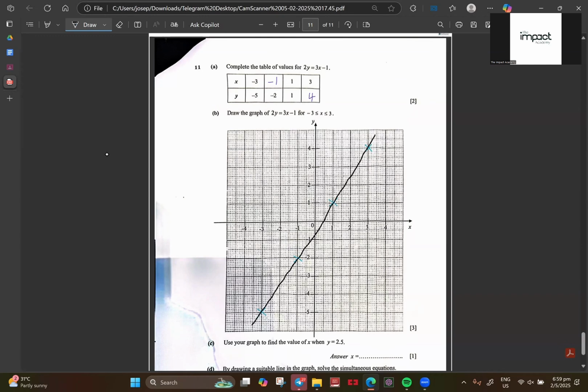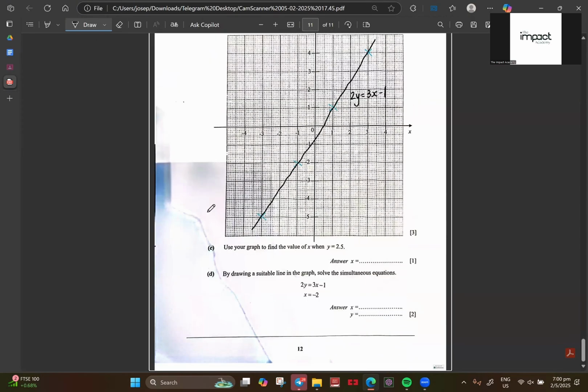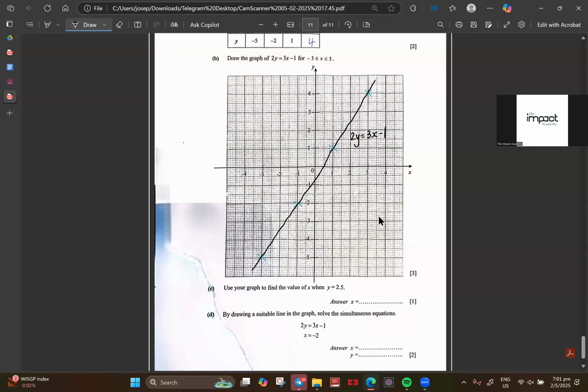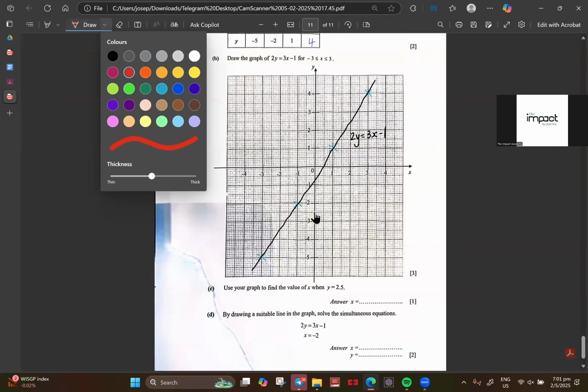Can you see? Okay, sorry, mine is not straight. Remember, Chloe, always remember to put in your values: 2y equals to 3x minus 1. Is that okay? Okay, so then use your graph to find when y equals to 2.5. Did you go and draw your y first? Y equals to 2.5. If you didn't draw it, then it's not counted.